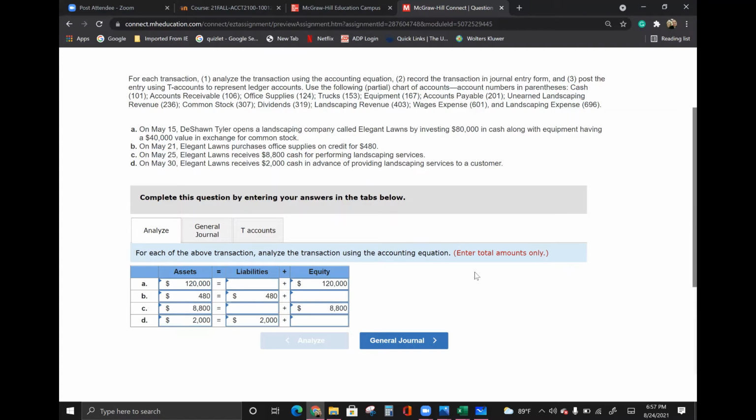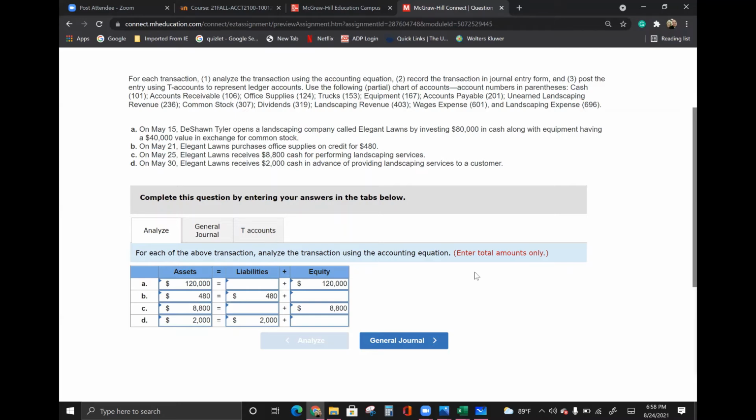If the company is paying, yes, it would be a liability. But this particular transaction, we're actually selling our services. It's telling us that we have cash. So we have an asset, which is cash coming in. So that would be $8,800.